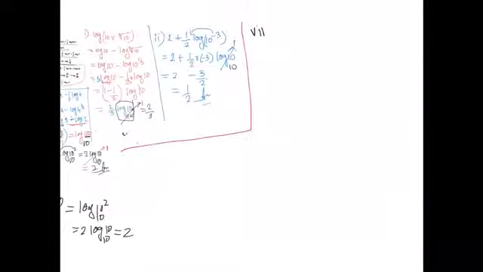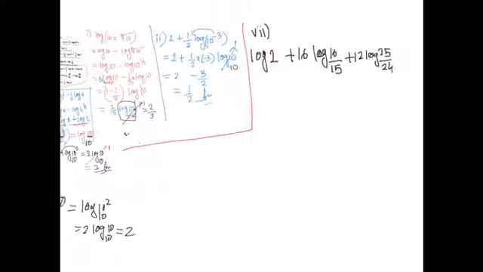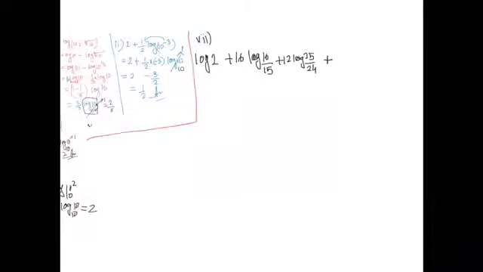Question number 7 is log 2 plus 16 log 16 by 15 plus 12 log 25 by 24 plus 7 log 81 by 80. Okay, you can do it in any method. So one is you can all make it to the power and then you can start multiplying and dividing. That is one way of looking at it.